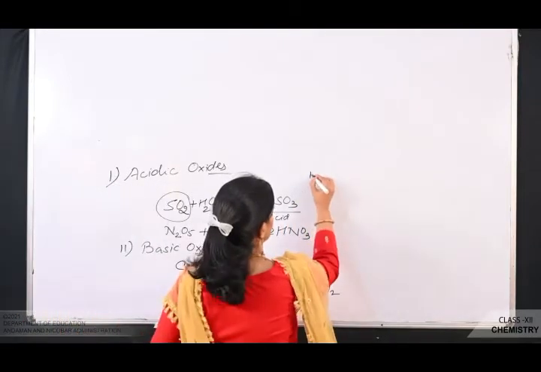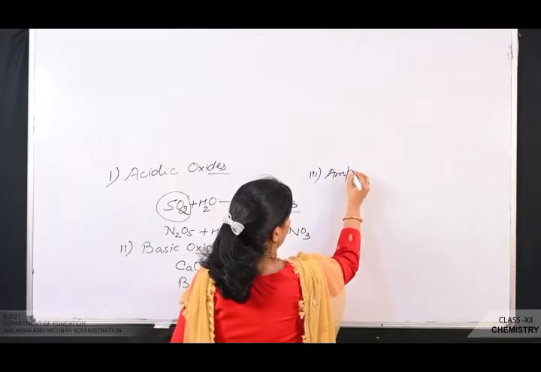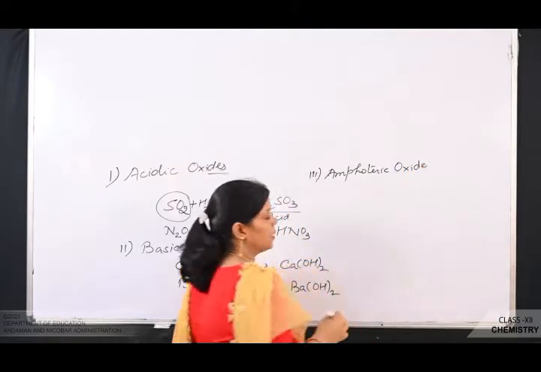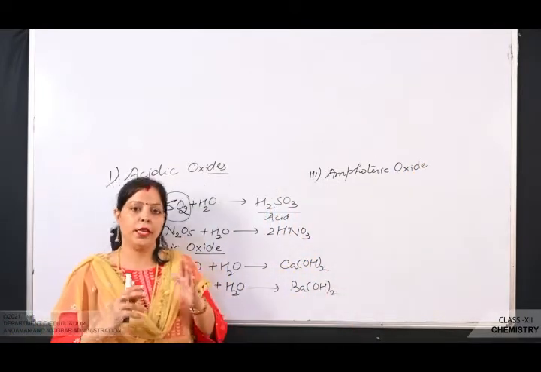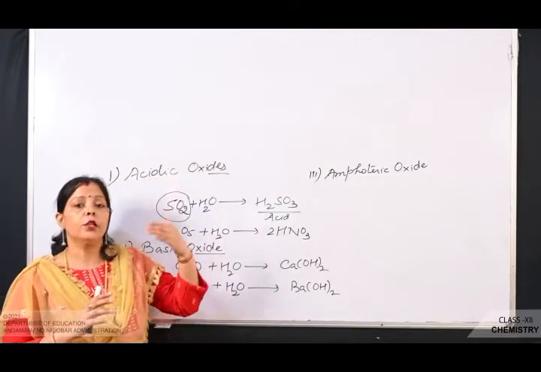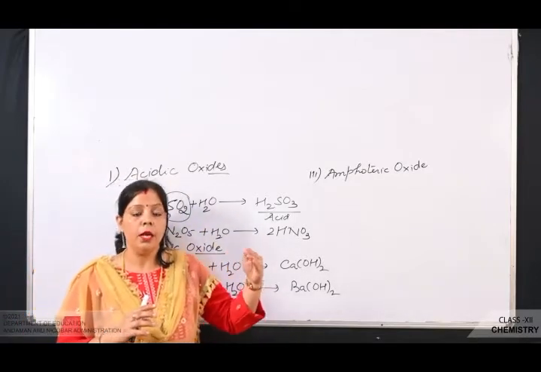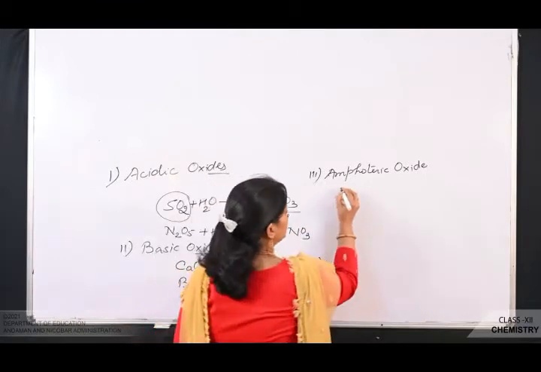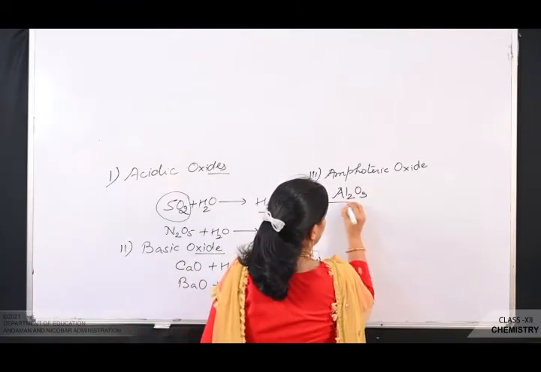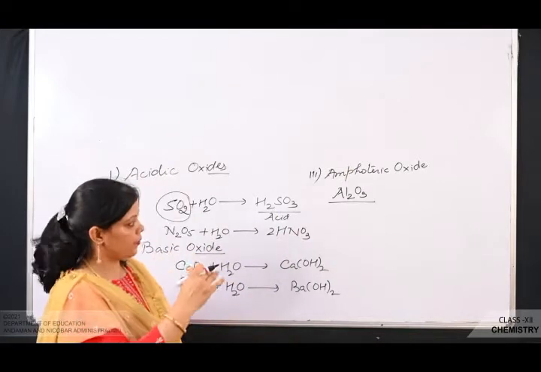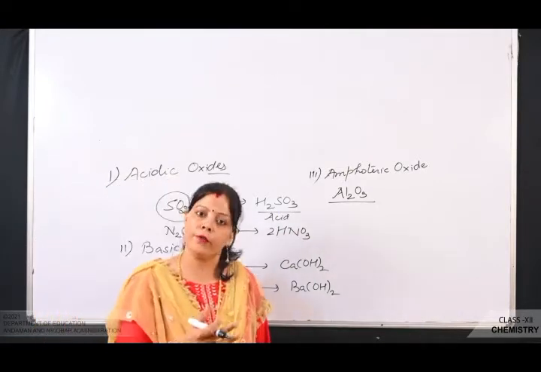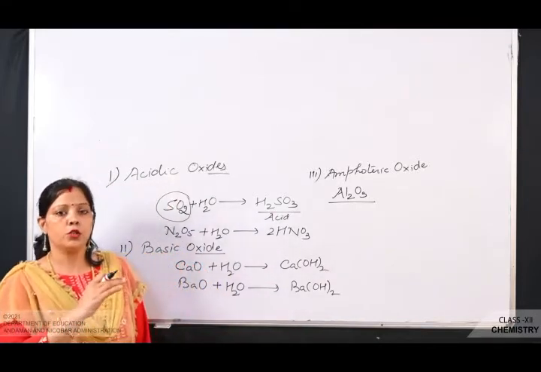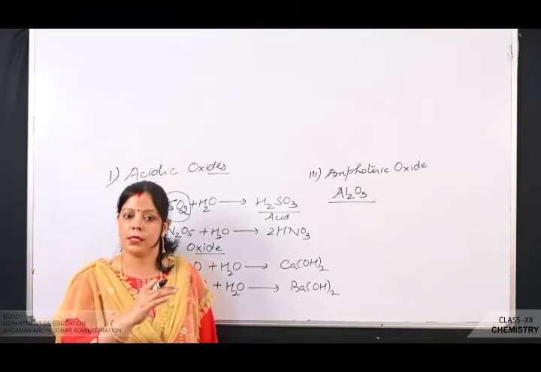The third category is the amphoteric oxide. Amphoteric oxide means the oxide which reacts with both acid as well as base, that is, it exhibits dual behavior. The example is aluminium oxide, Al2O3. It can combine with acid to give a salt, and when it combines with the base NaOH, it also gives a salt. So they show the characteristics of both acid and base.